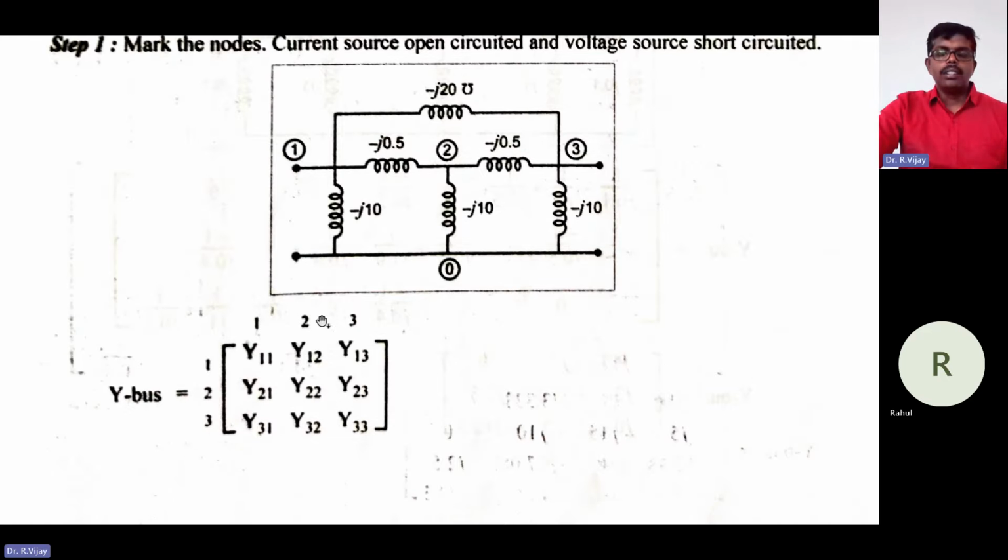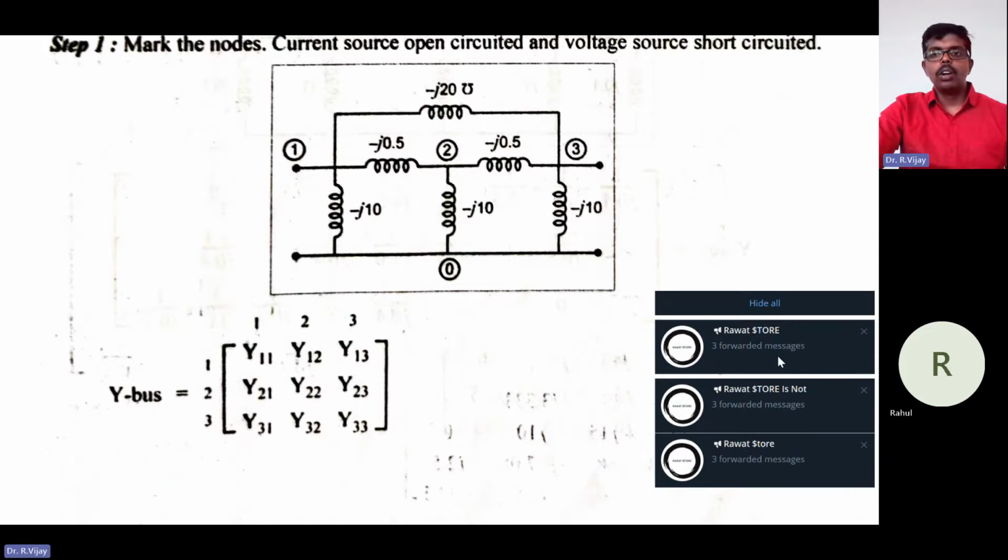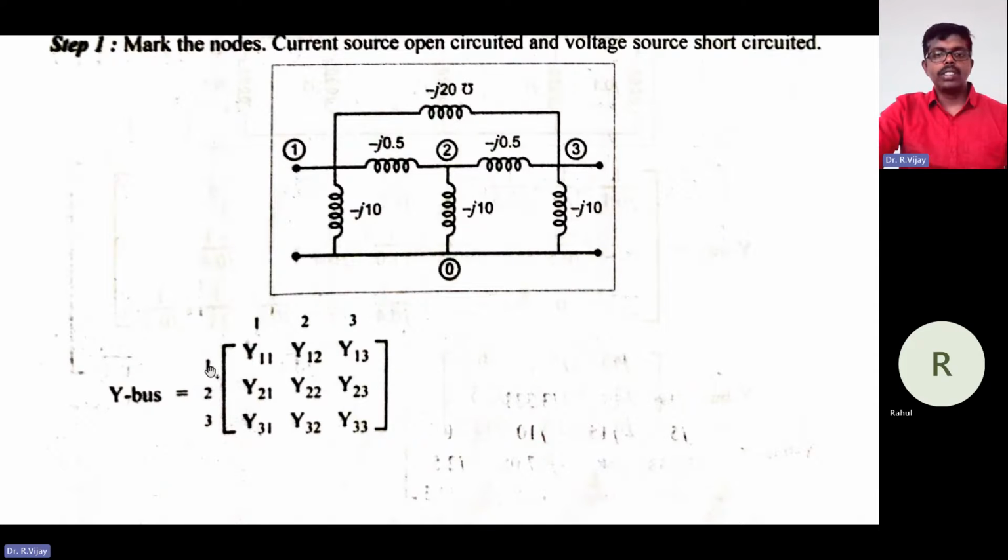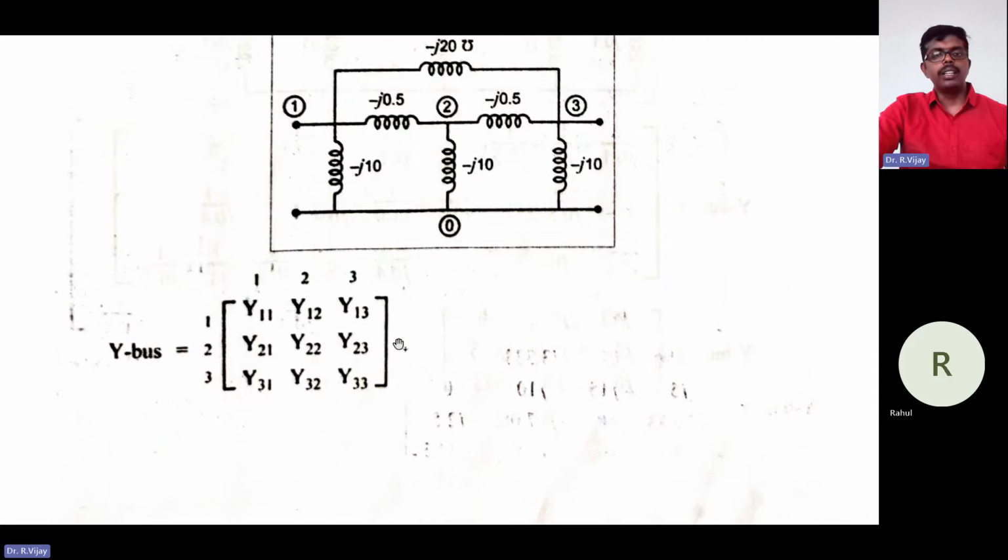So Y bus formulation, what is the generalized term? Y11, Y12, Y13, Y21, Y22, Y23, Y31, Y32, Y33. This is the generalized term for the Y bus matrix. How many nodes are there? There are three nodes. So first you need to type 1, 2, 3, 1, 2, 3. With that you can easily formulate this Y11, Y12, Y13, similarly up to Y33.